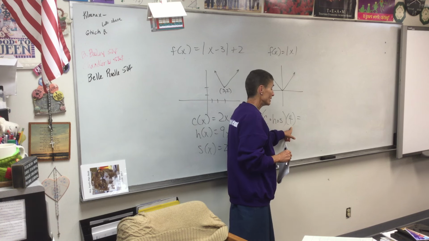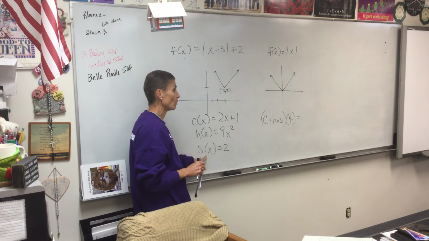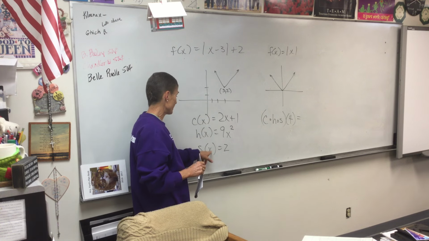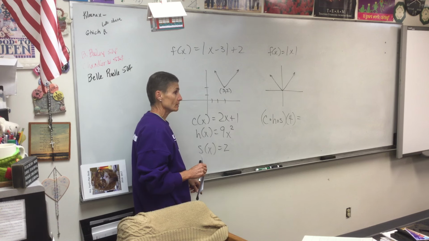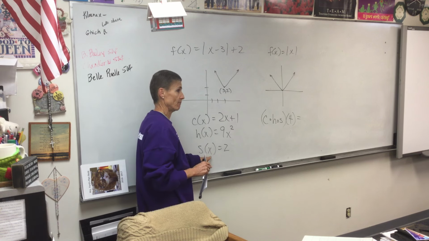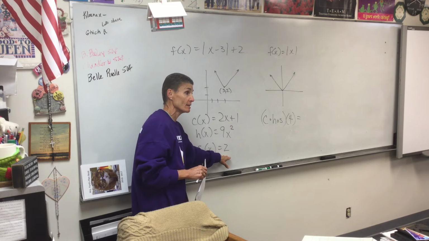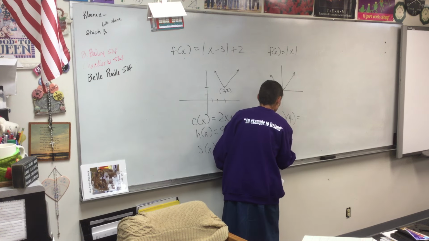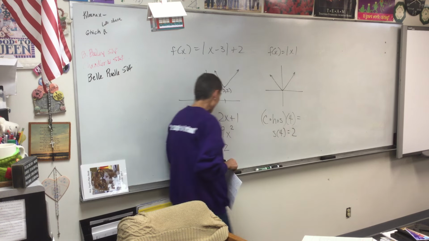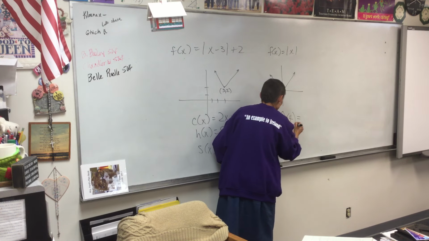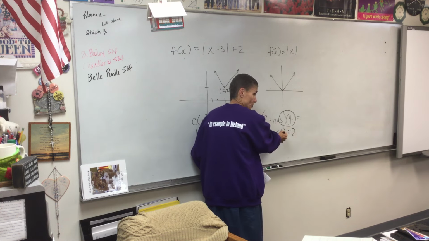S of 4. So we're going to come over to our S function. This is the tricky one. What do you get if you put a 4 in there for x? You don't get 4 equals 2. You get S of 4 equals 2. What's S of 5? 2. What's S of 18? 2. This is what we call a constant function. No matter what you put in, the only answer you're going to get out is 2. So S of 4 is 2. Anything you plug in is going to give you a 2.